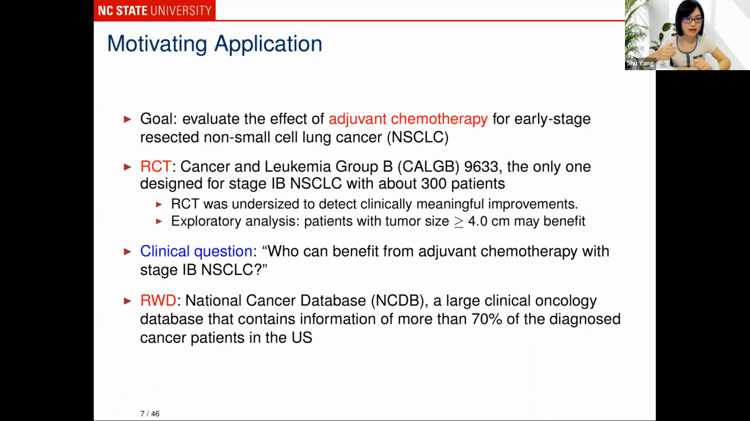On the other hand, we extracted a cohort from the National Cancer Database, NCDB. This is a very large clinical oncology database that contains information of more than 70% of the diagnosed cancer patients in the US. So it is very appealing to combine both data sources for our clinical question of interest. And the goal here is to leverage the unique strength of each data source so that we can provide an accurate answer to the clinical question of interest.